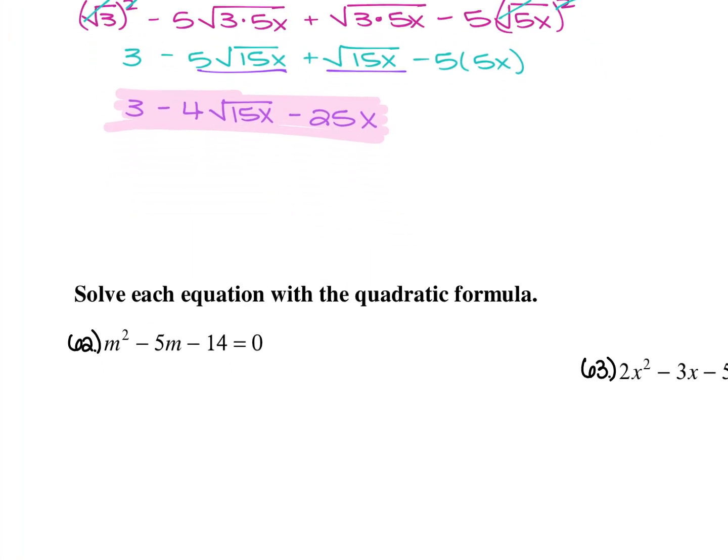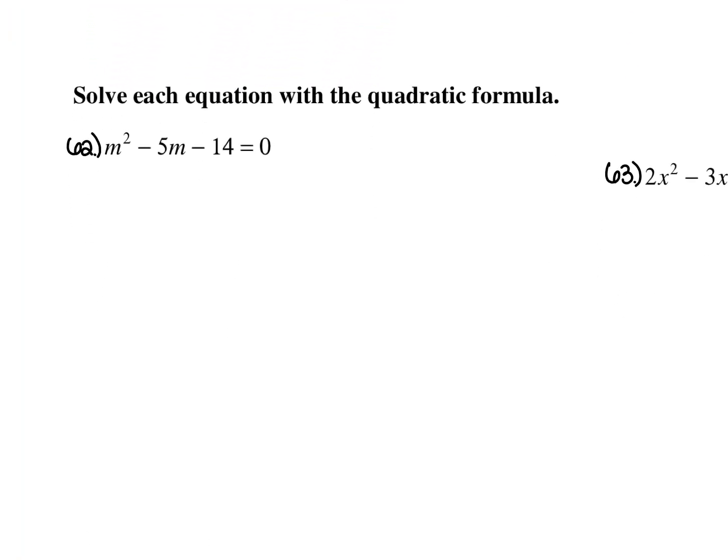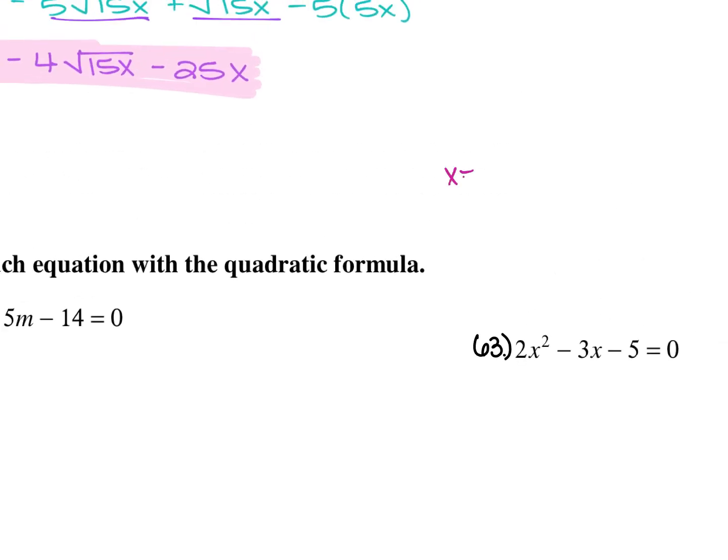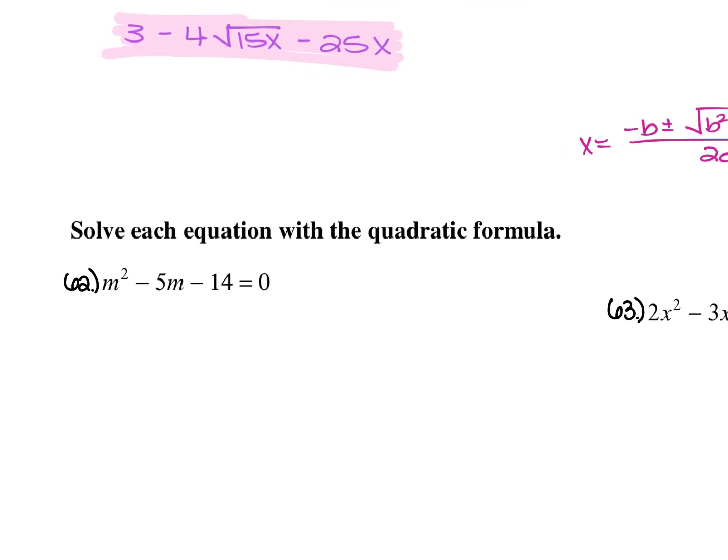For the next set of questions, you are solving each of these equations using your quadratic formula. Remember, your quadratic formula is x is equal to negative b plus or minus the square root of b squared minus 4 times a times c all over 2 times a. That will not be given to you on your final exam, so you do have to know that without it being given to you. For 62, we have m squared minus 5m minus 14 is equal to 0.